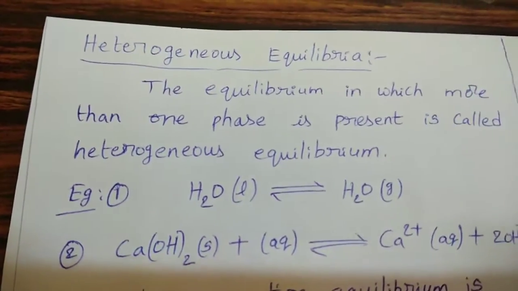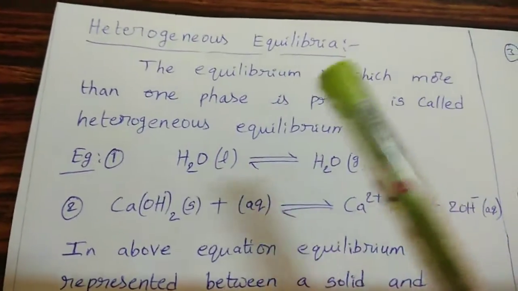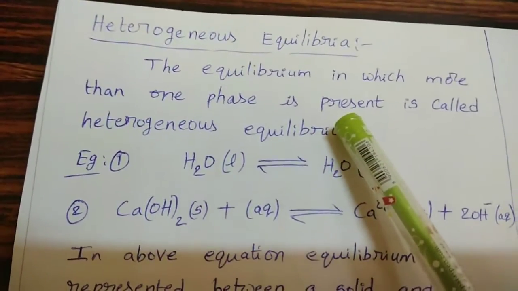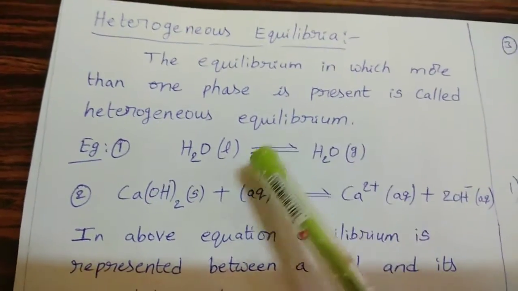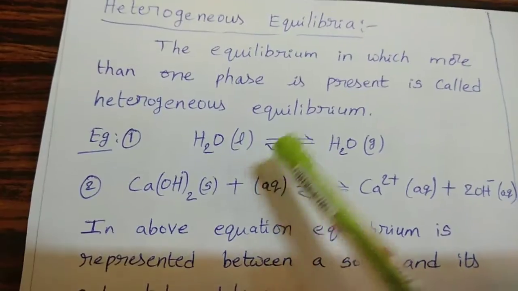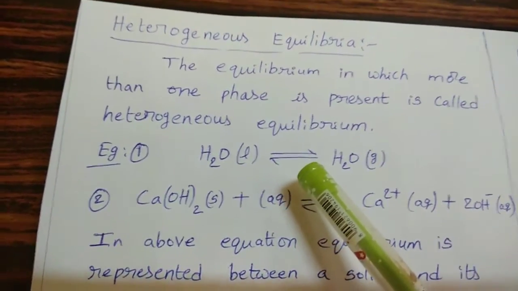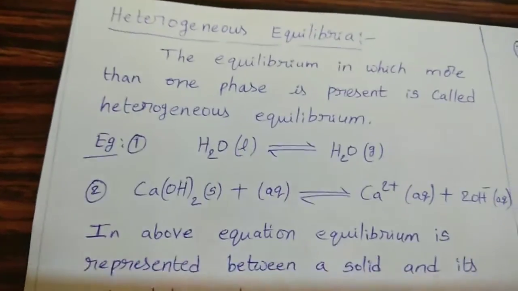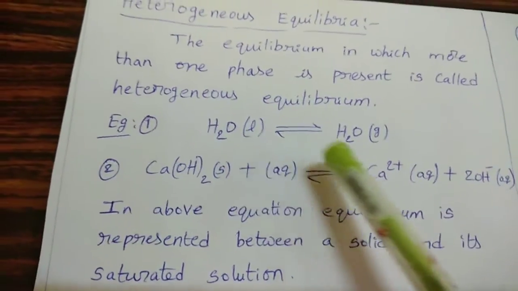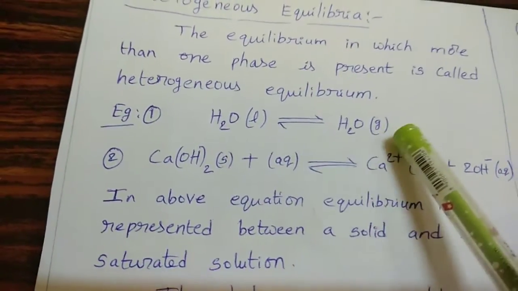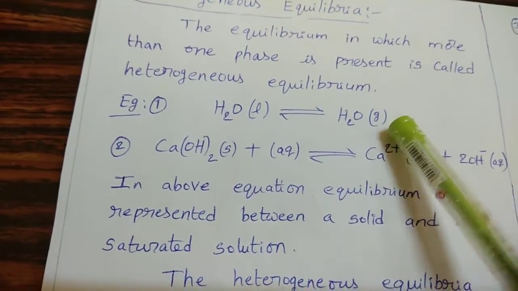Heterogeneous equilibrium. In previous class we completed homogeneous. Now see heterogeneous. The equilibrium in which more than one phase is present is called heterogeneous equilibrium. That means a solid, liquid, gas, solid and aqueous solution state. In this way different physical states, different phases are present. That type of equilibrium reaction is called heterogeneous equilibrium. See the example: H2O liquid gives rise to H2O gas. Both are same, but physical state is different. So it is a heterogeneous equilibrium.